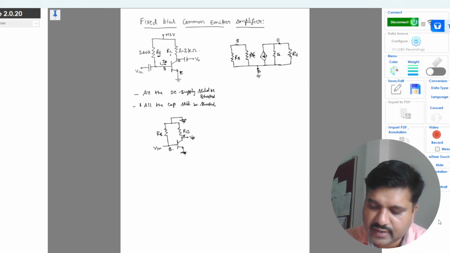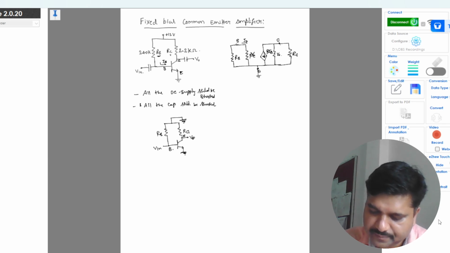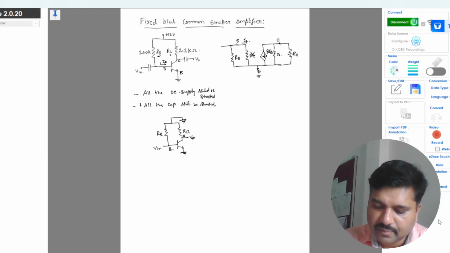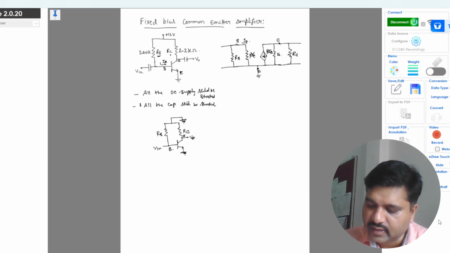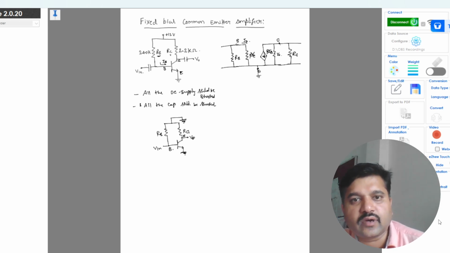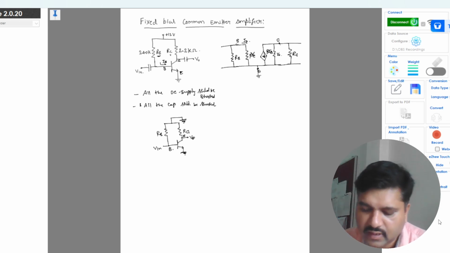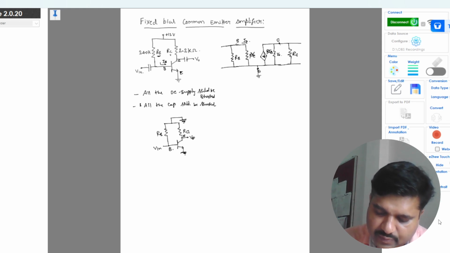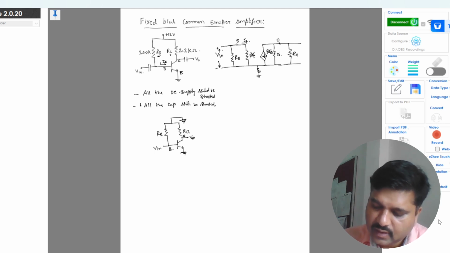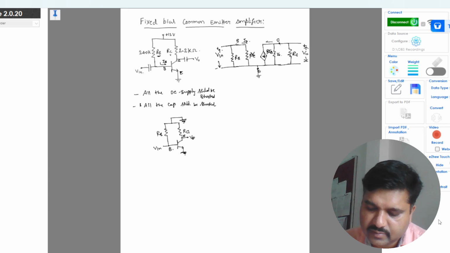This is the current source, which is beta times IB. This is IB, right? So this is the complete small signal model of the given fixed bias common emitter amplifier circuit. We give the input at the base terminal. This is my input between base and emitter, and this is my output from collector to emitter. So this is my IC.